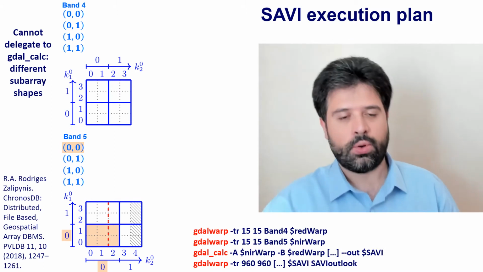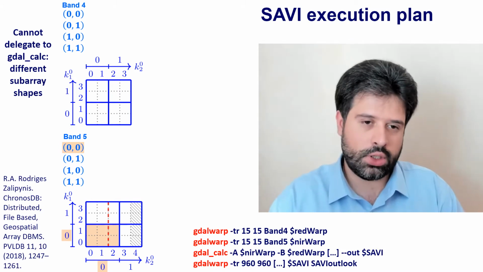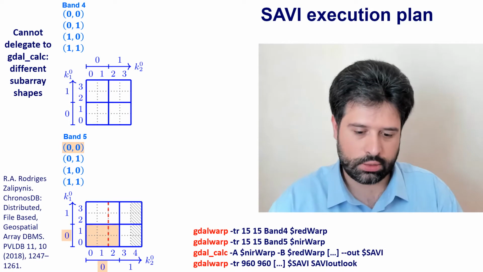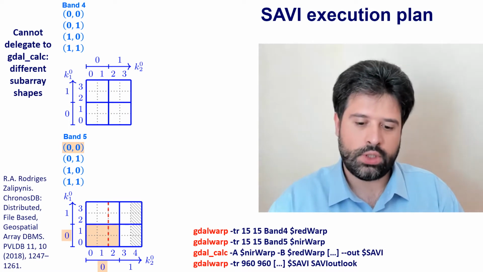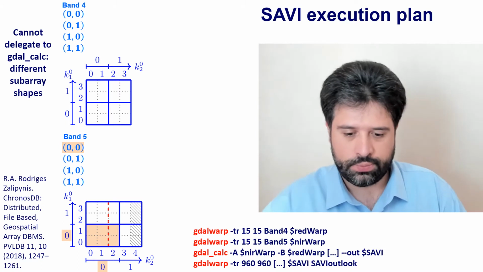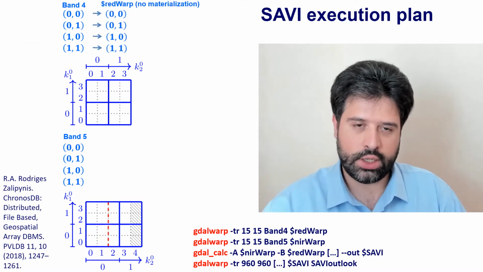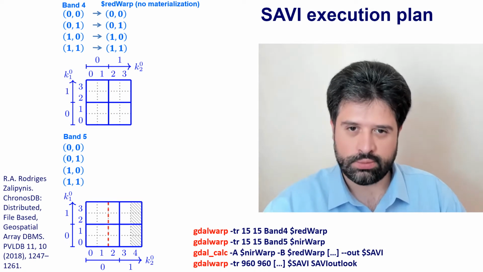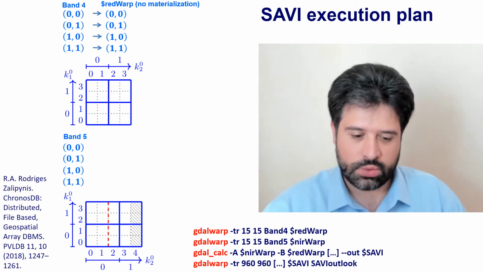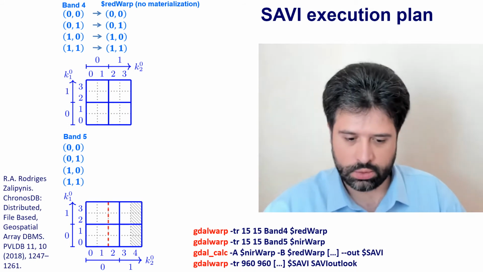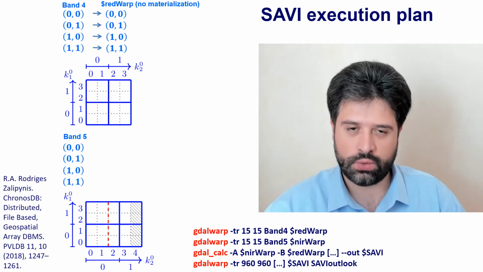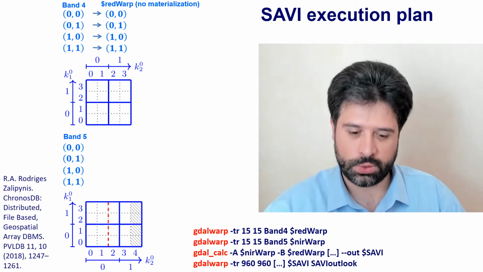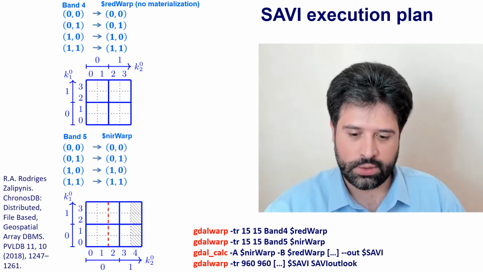Hence, for now, it's impossible to delegate a binary operation like computing SAVI to a well-known tool, for example, GDAL-Calc. However, we first should perform interpolation. Let's interpolate band 4 and get red warp as a result. No materialization. To reduce runtime space requirements, wherever possible, ChronosDB uses virtual file formats, another exciting heritage from the file-centric world. The same for band 5.